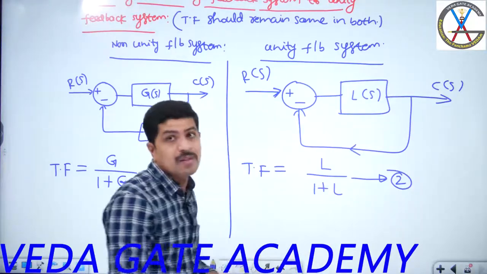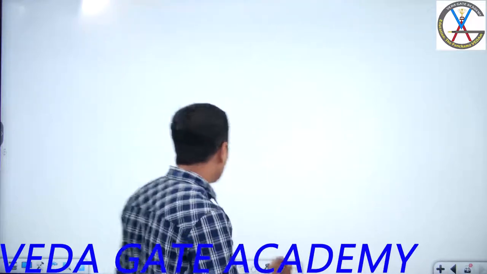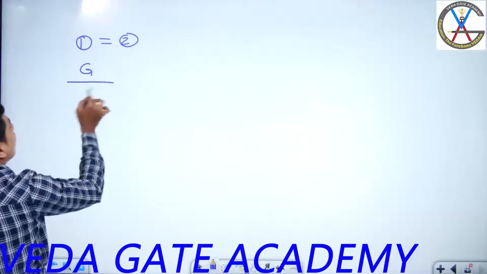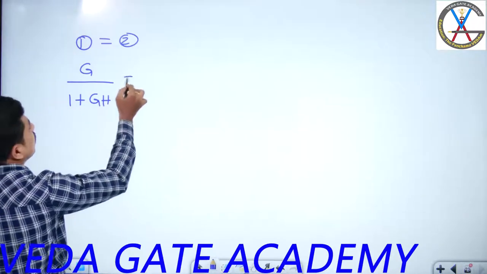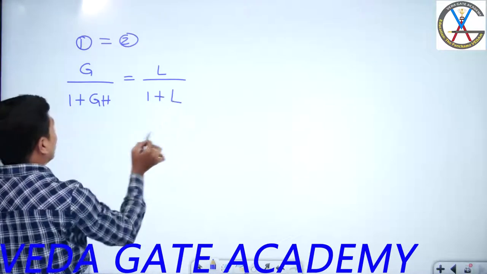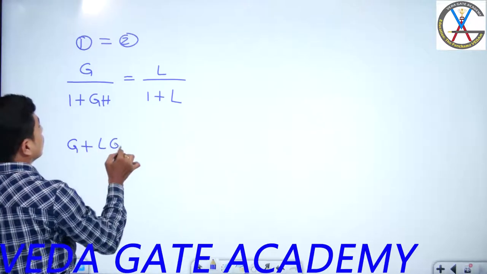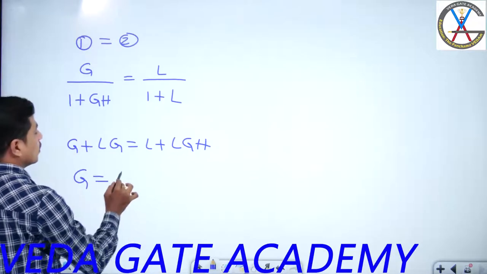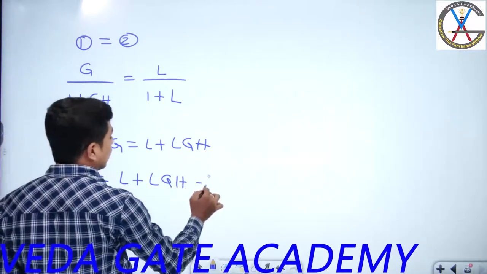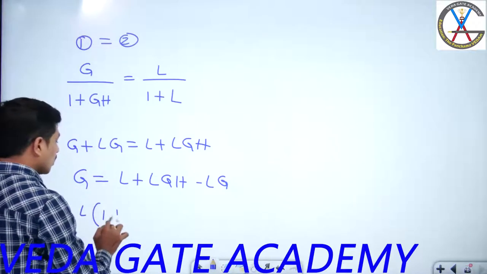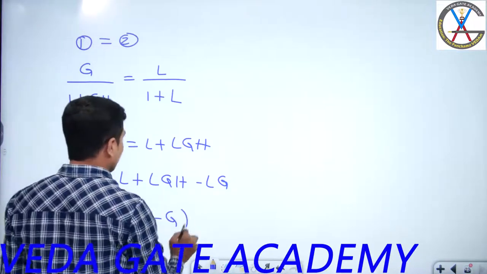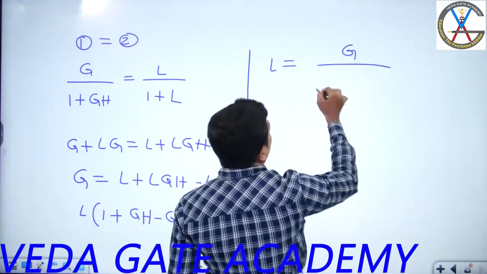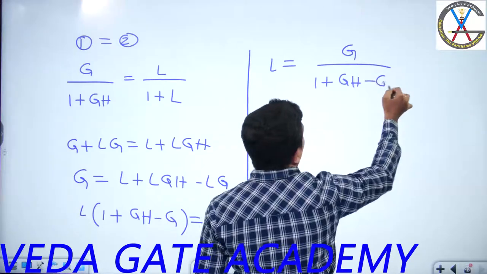Now, what do we want? 1 must be equal to 2. That is, G by 1 plus GH is equal to L by 1 plus L. Simplified: G plus LG is equal to L plus LGH. Take L to that side: that is L plus LGH minus LG. Take L common: 1 plus GH minus G is equal to G. What we got: L is equal to G by 1 plus GH minus G.